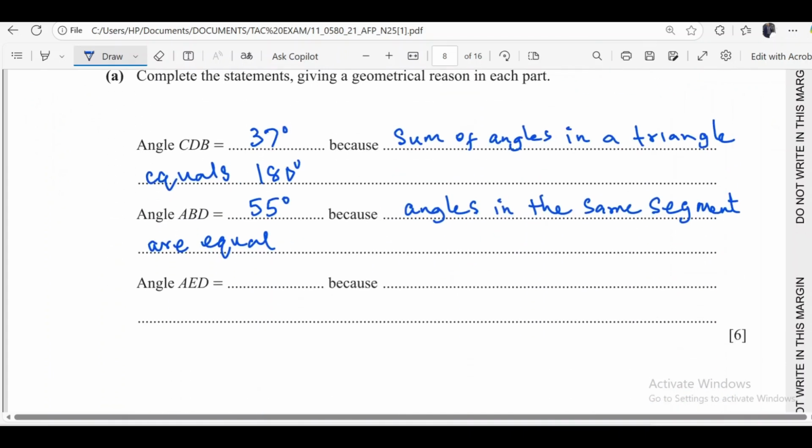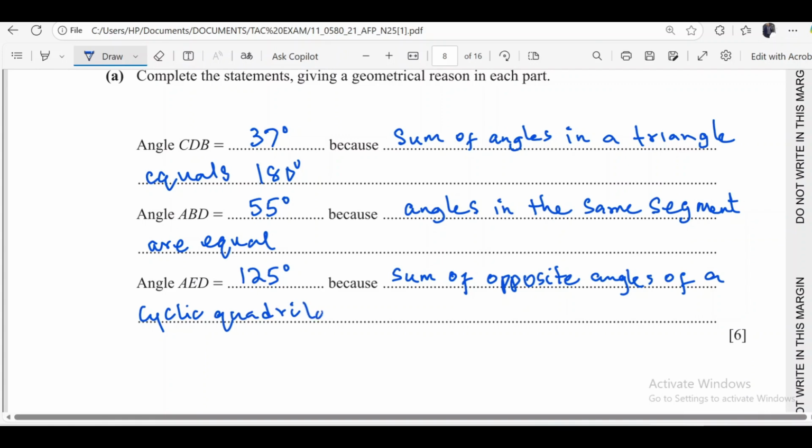So AED equals 125 degrees because sum of opposite angles of a cyclic quadrilateral is 180 degrees. And remember, we can also say it is supplementary.